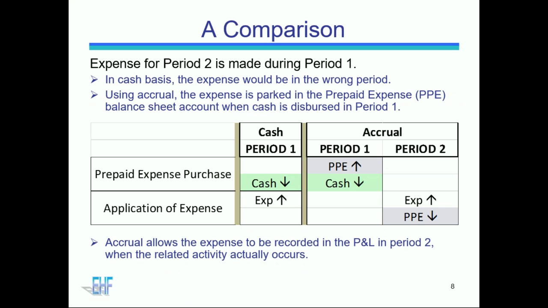Accrual accounting allows the expense to be recorded in the profit and loss in period 2 when the related activity actually occurs. So if you look at the accrual box, when the cash goes down in period 1, the prepaid account goes up, but then in period 2, we move it out of the prepaid, decreasing it, and increase the expense in period 2, which is the appropriate period.